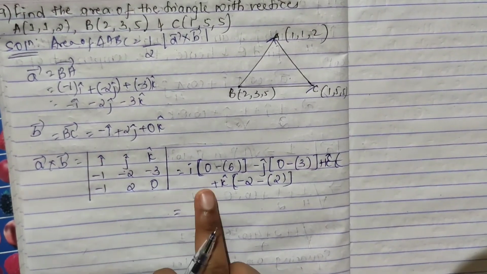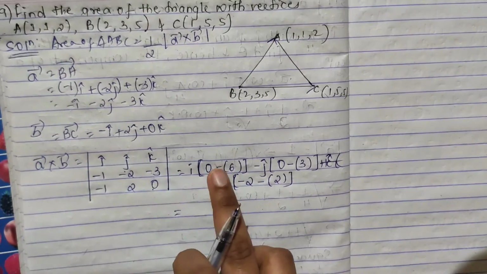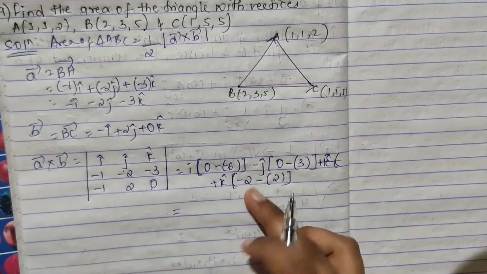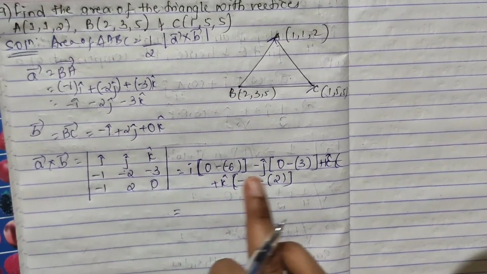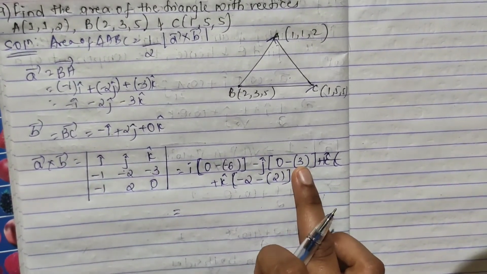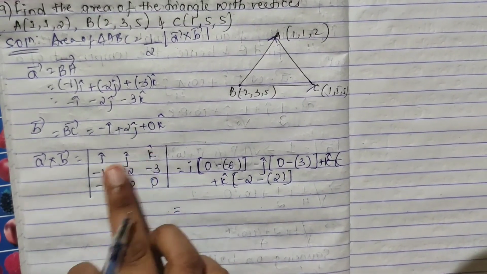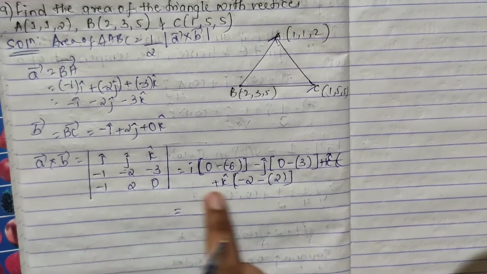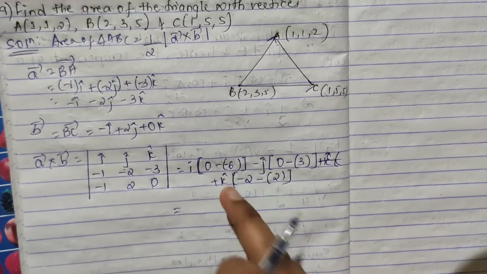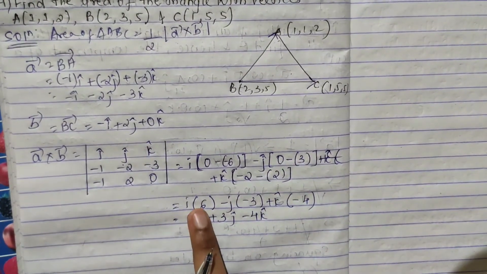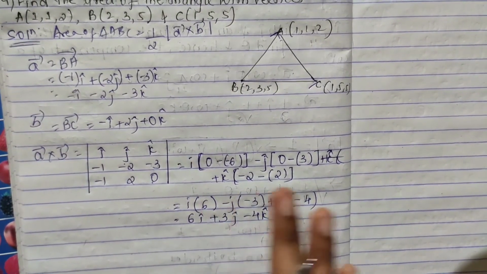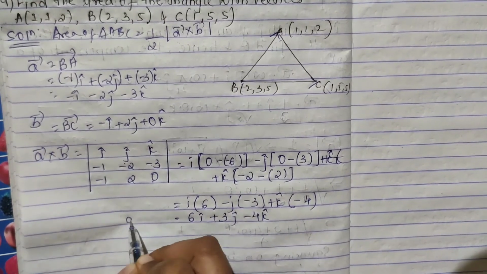First for i, we multiply: 2 into 0 is 0, minus 3 2s are 6, so it will be minus 6, because this is minus 3. Then minus j term: 1 into 0 is 0, minus 3 1s are 3, minus into minus is plus, so plus 3. Then plus k cap: 1 into 2 is 2 but minus, so minus 2, and again with the interior minus sign, 2 1s are 2 but minus into minus is plus, so it will be 2. Now we simplify this. Simplifying, you get 6i cap plus 3j cap minus 4k cap. Pause the video to note it down properly. Now you have got this as A cross B.